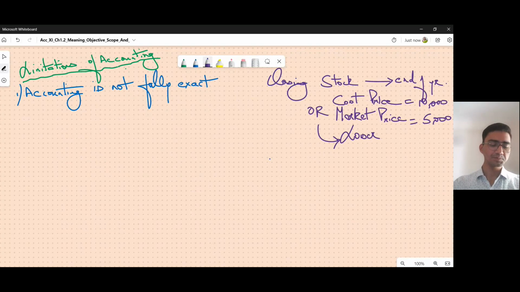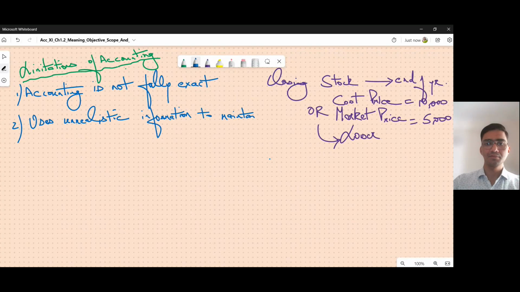The second is that we have to use unrealistic information in maintaining our books of accounts. It uses unrealistic information to maintain our accounting. Now let's understand this point.